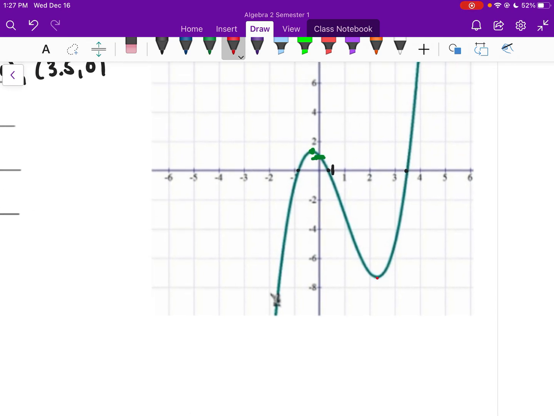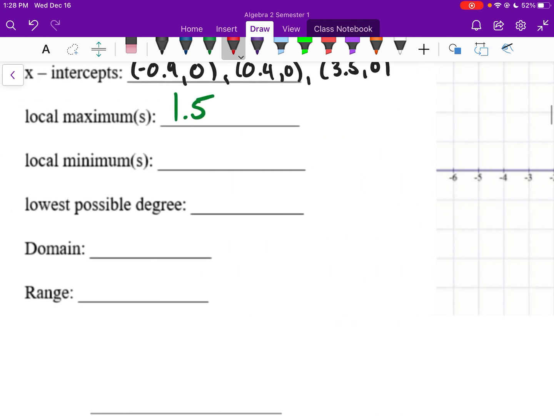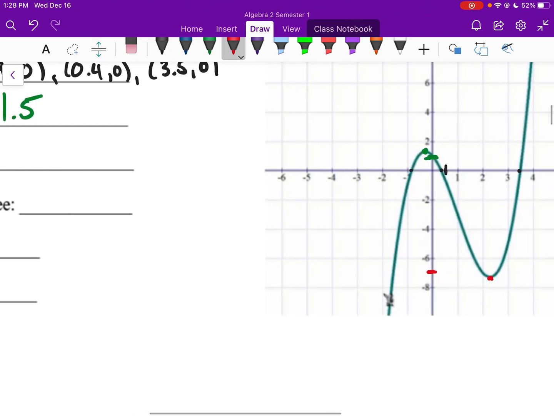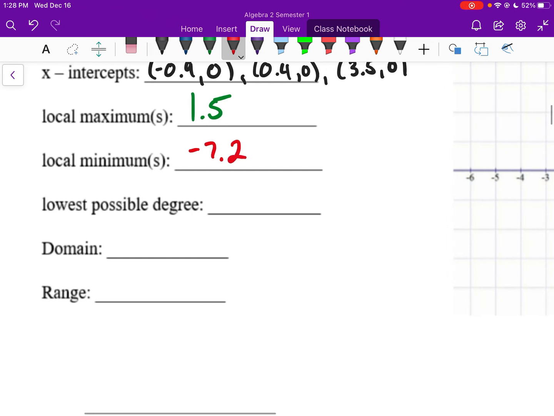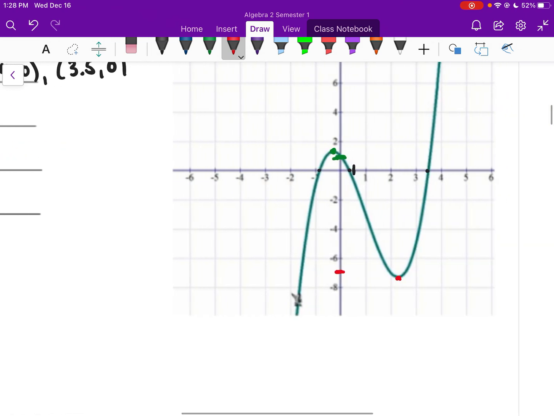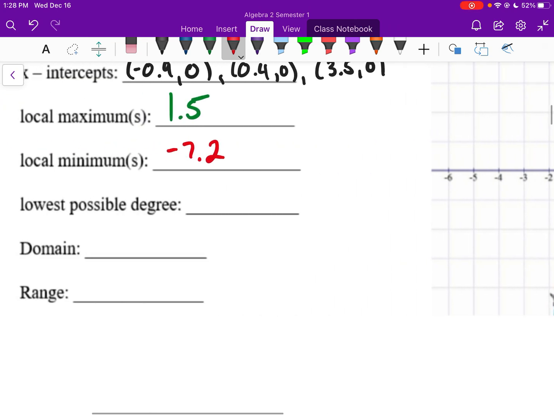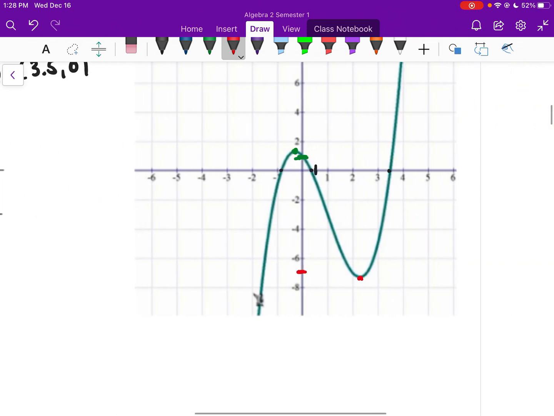For the local minimum, looks like we're going there. So -6, -7 would be there. It looks like it'd be a little bit below that, so let's say -7.2. All right, so now, lowest possible degree. When we're looking for lowest possible degree, we're going to look at the number of turning points. I have 2 turning points, and remember, the number of turning points is always 1 less than the degree. So then we have a lowest possible degree of 3, given what we see for the graph.